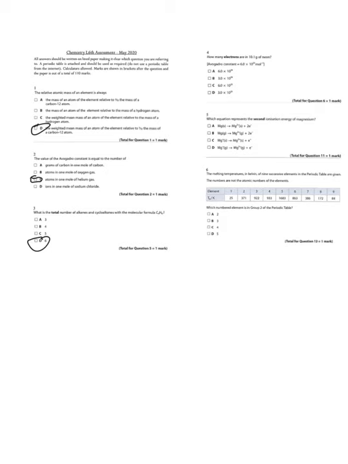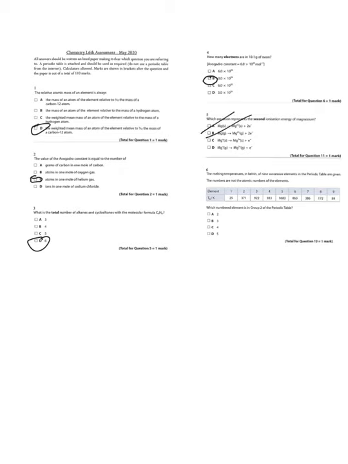4, how many electrons are there in 10.1 grams of neon? Neon's Mr is 20.2, so 10.1 over 20.2 will give you half a mole, and half a mole times the Avogadro constant gives you B.